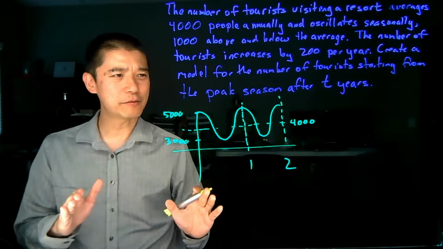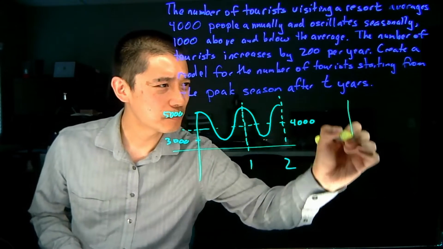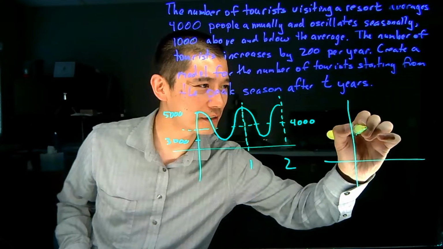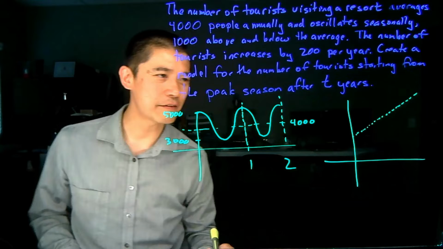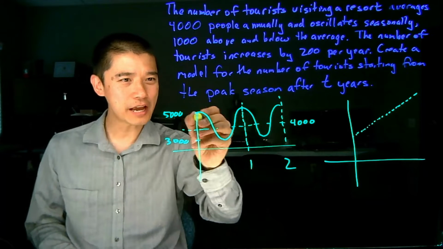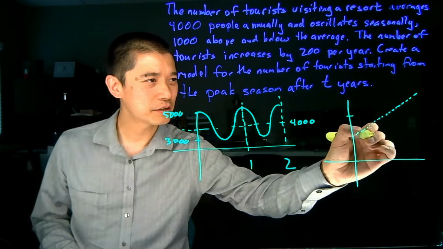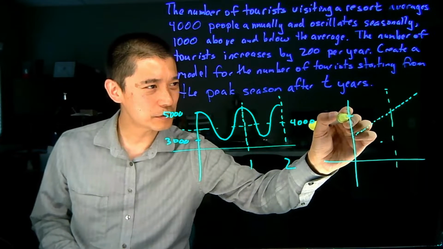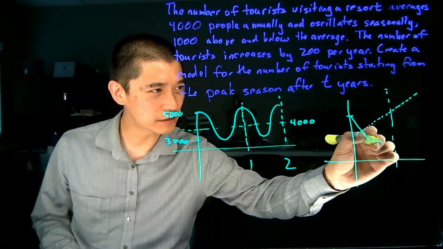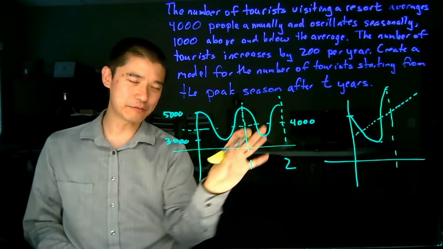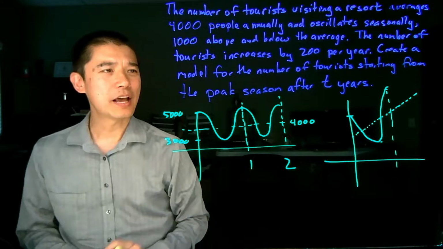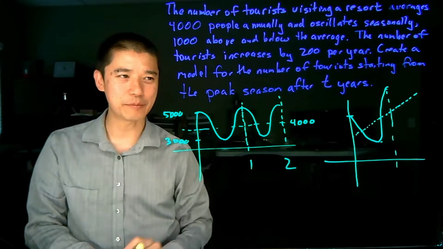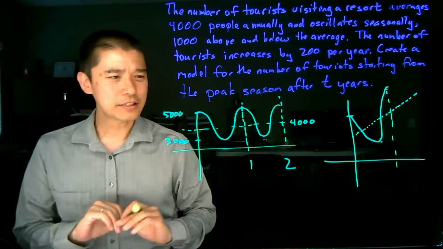What does it mean then if we say we have increasing tourism? We're going to have a similar picture, except now, instead of having a flat average, that average is going to be increasing. We're still going to have this behavior of starting above, ending up below, and then above again after 1 year. But now there's another motion to take into consideration, which is that we've got this increasing midline. And so our problem is to create a model that takes into account all of this information. So let's take a look at this.